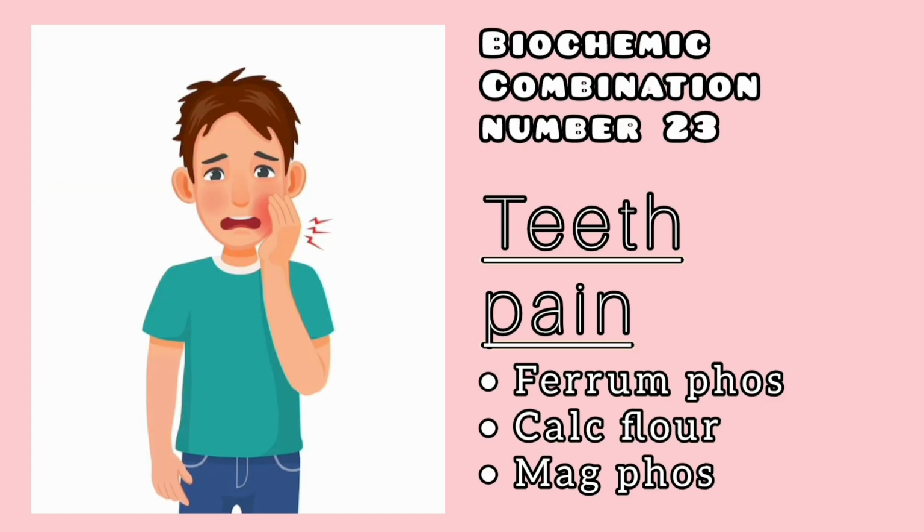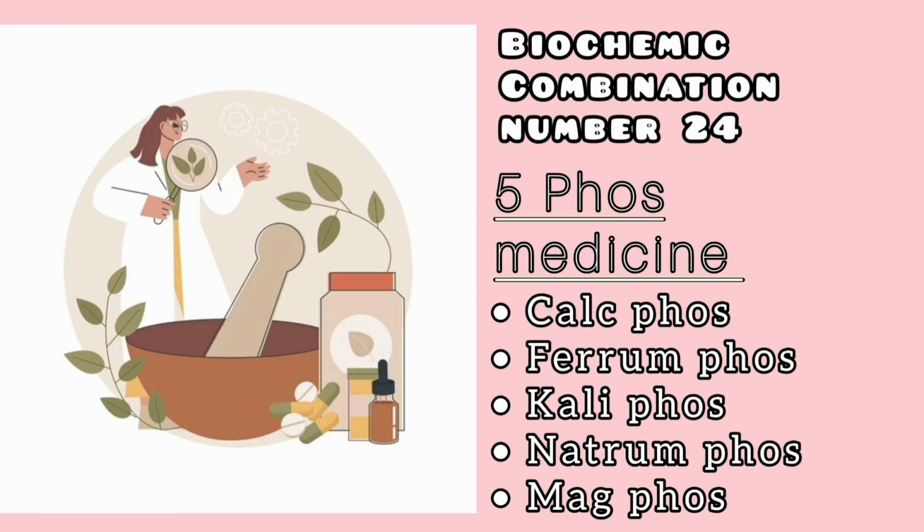Biochemic combination number 23, teeth pain: Ferrum phos, Calcarea phos, Mag phos. Biochemic combination number 24, five-phos medicine: Calcarea phos, Ferrum phos, Kali phos, Natrum phos, Mag phos.